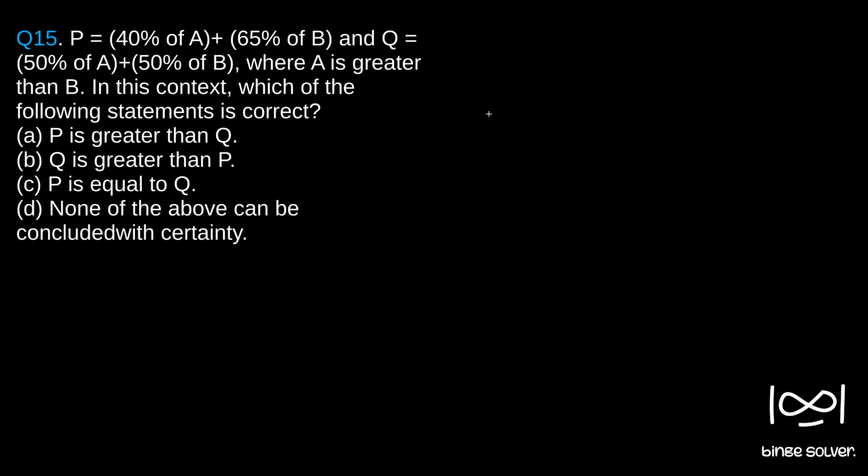So we will write down the given information. P equals 40% of A, which is 0.4A plus 0.65B. This is the first information given. And Q equals 50% of A, 0.5A plus 0.5B. Okay. And A is greater than B, that is given.